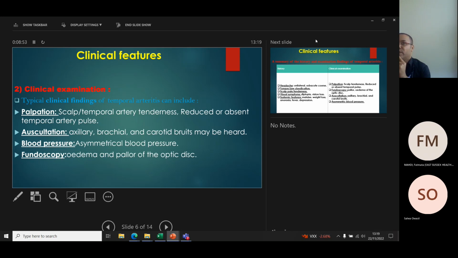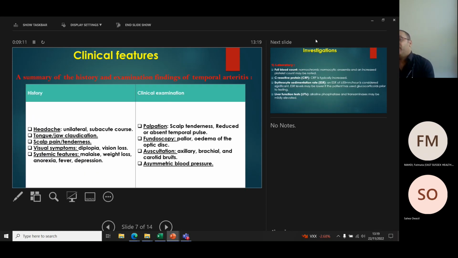That's why in a patient with temporal arteritis, you have to refer the patient urgently to an ophthalmologist in the case of any visual disturbance. So the clinical features again: palpation, auscultation, blood pressure, and fundoscopy. Four elements. This is a brief summary.